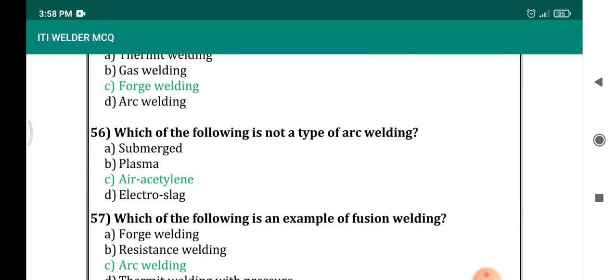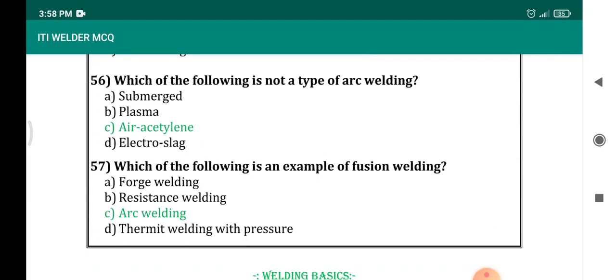Which of the following is not a type of arc welding? Submerged arc welding, plasma arc welding, electroslag welding are all arc welding examples. Air acetylene is a gas welding operation.